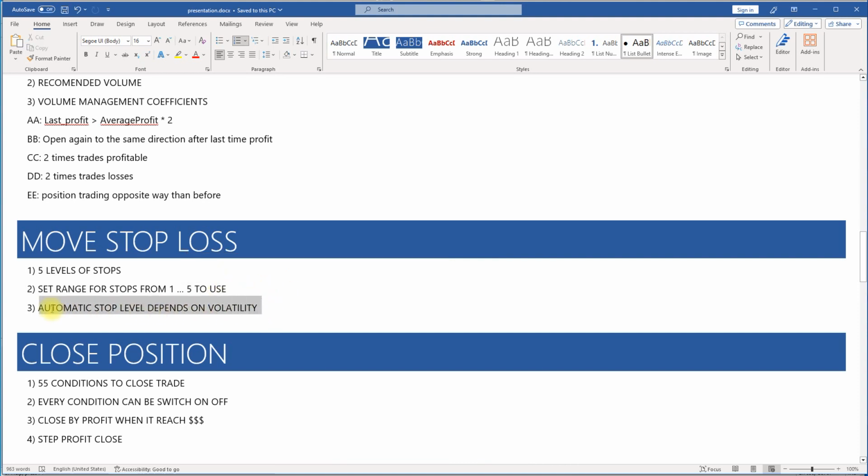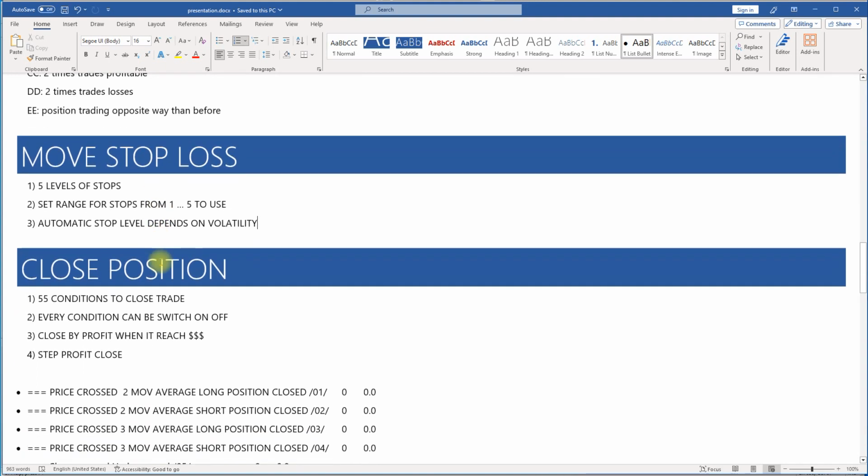And finally there's the automatic stop. If you put it at 0, it means the robot will try to adjust based on the historic volatility the best optimum stop, just to lock in the profit and not let you lose money.